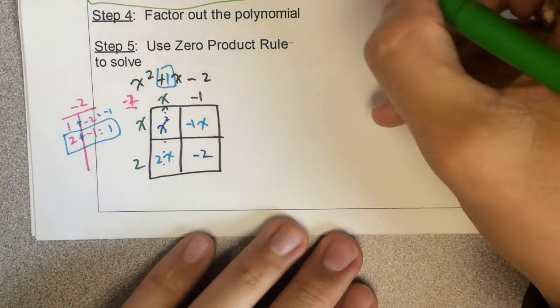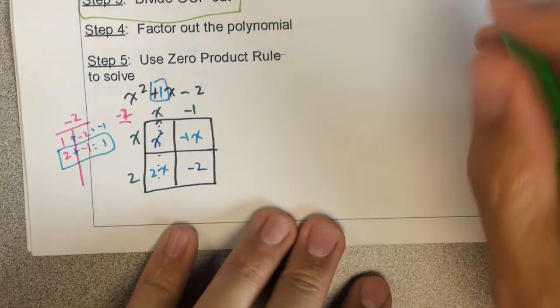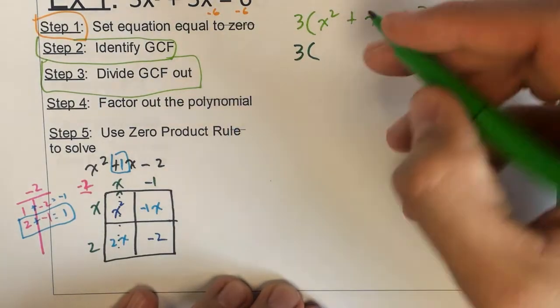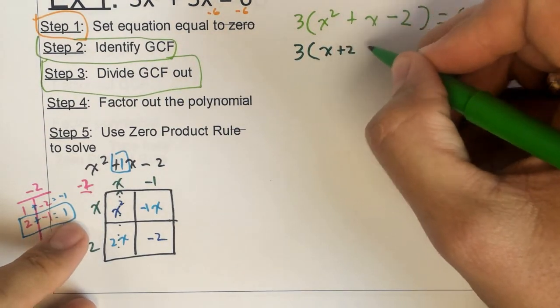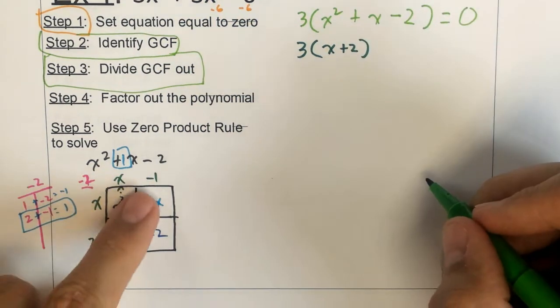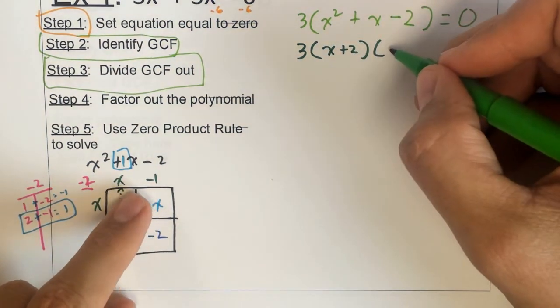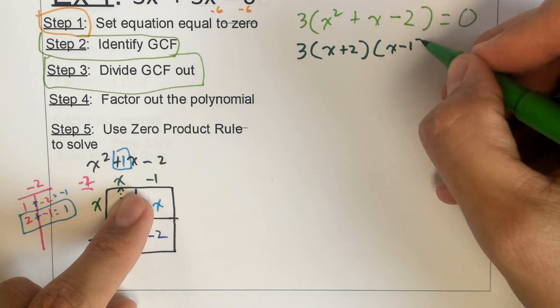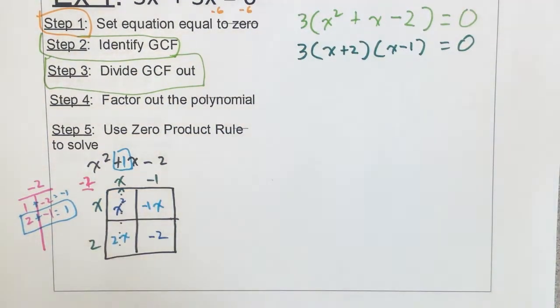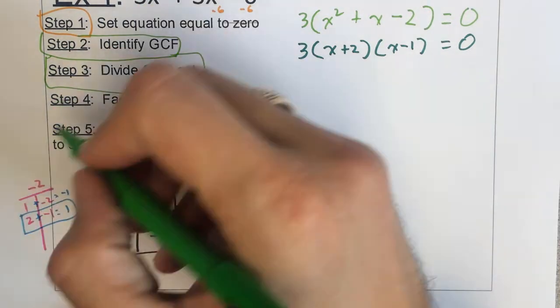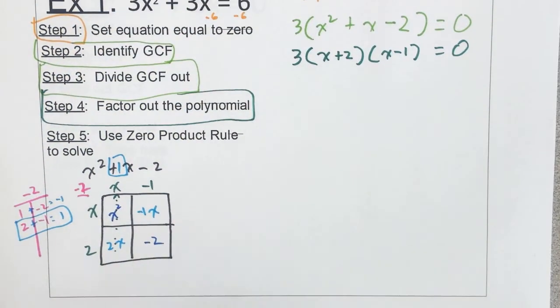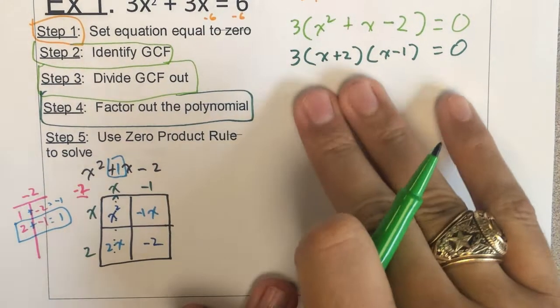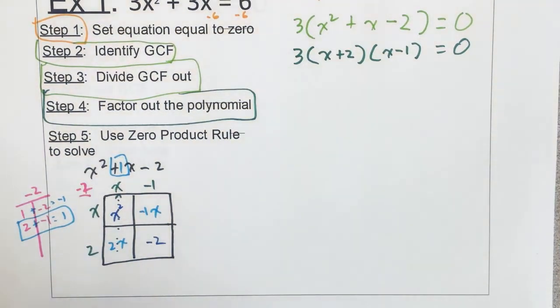That means when I come over here, I keep my 3. My first parentheses is going to have x plus 2. My second set of parentheses is going to have x minus 1. And that is still equal to 0. That is where we factor the polynomial. So these are my factors. I have 3 factors in this case.